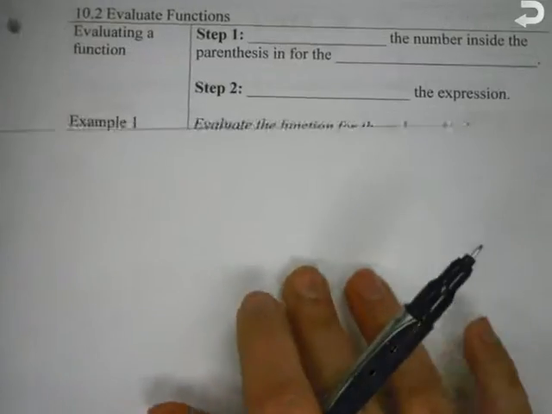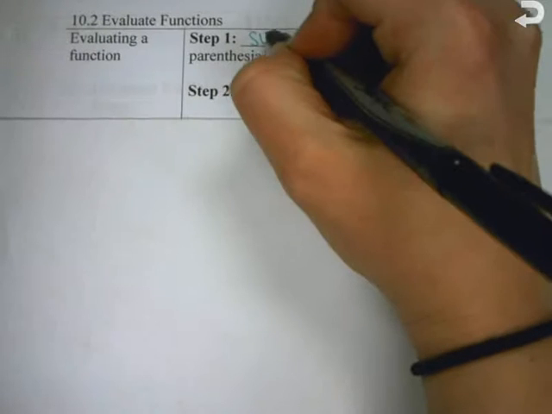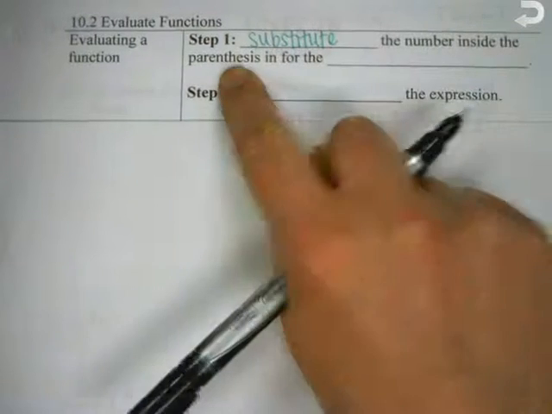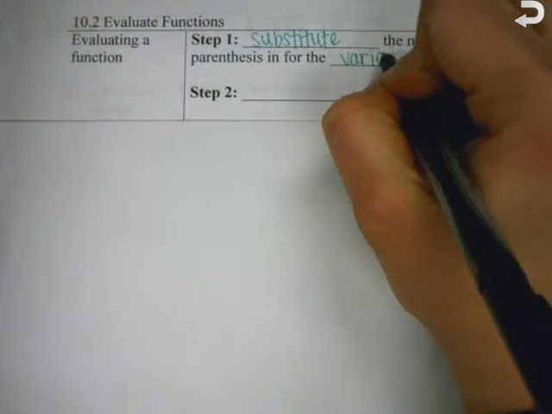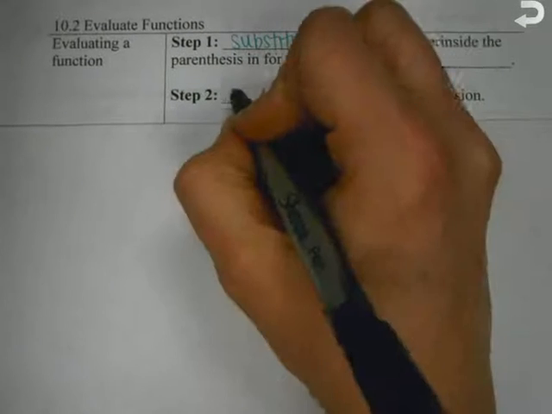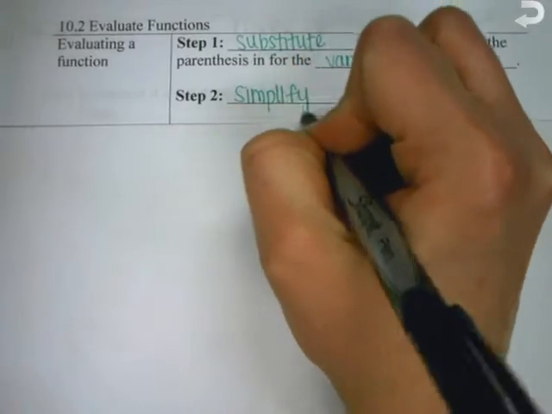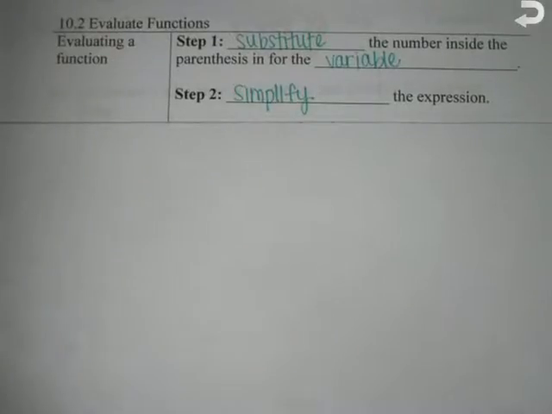So we have some steps. Step 1, we are going to substitute the number inside the parentheses in for the variable, and I will show you what I mean in just a second. So we're going to substitute, and then step 2, simplify. So we're going to substitute, and then we're going to simplify the expression. 2 steps. Easy, right? For now. Okay, what do I mean by the parentheses?